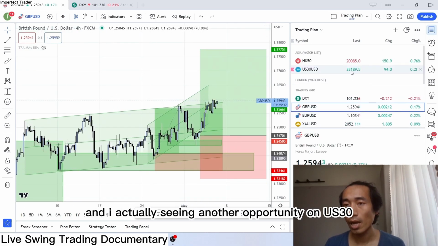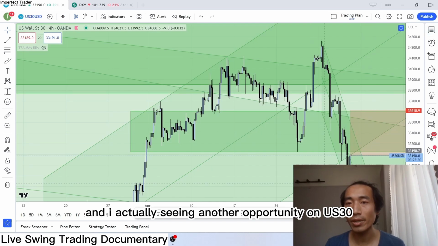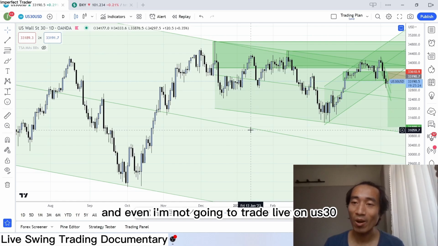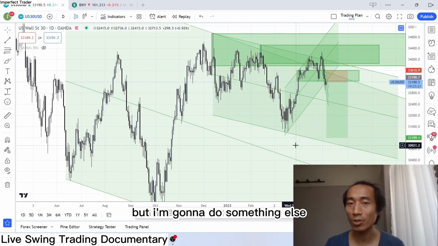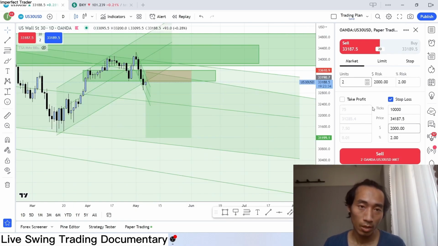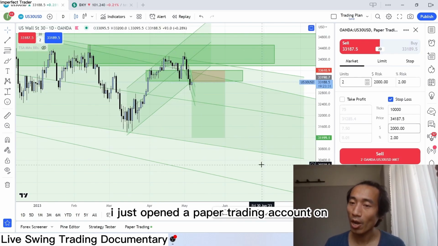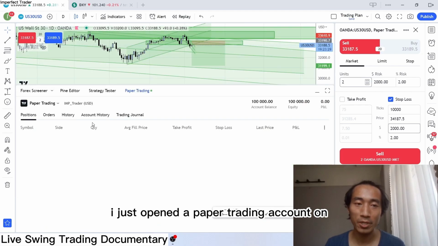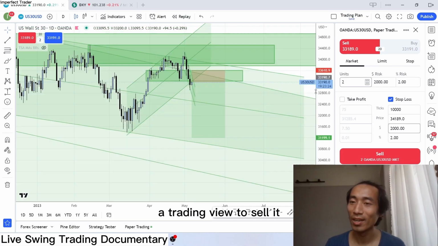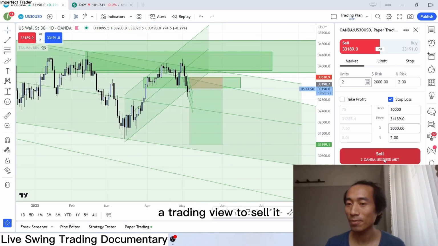And I actually see another opportunity on US30, and even though I'm not going to trade live on US30 for you to see, I'm gonna do something else. So you can see right here, I should open a paper trading account on TradingView to sell this.